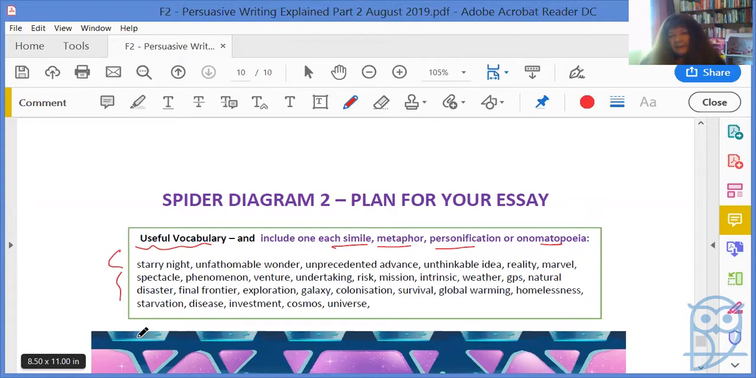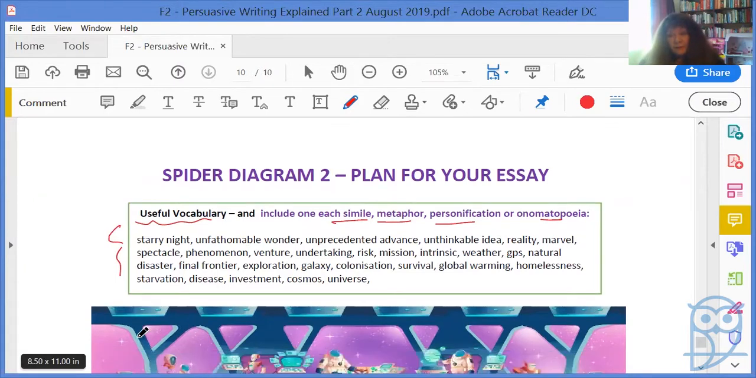Say we were looking at space travel, for example, and you think of words like the starry nights, realities, spectacles, phenomenon, risk, mission, weather, the final frontier, exploration, the galaxy, colonization, global warming even in there, homelessness, things that you could perhaps use in your essay. Put everything down like that first, and then you've got a whole bank of words that you can use.